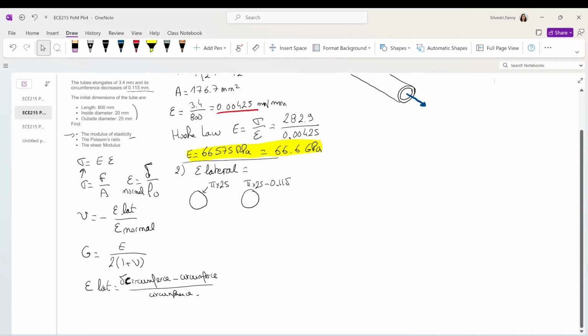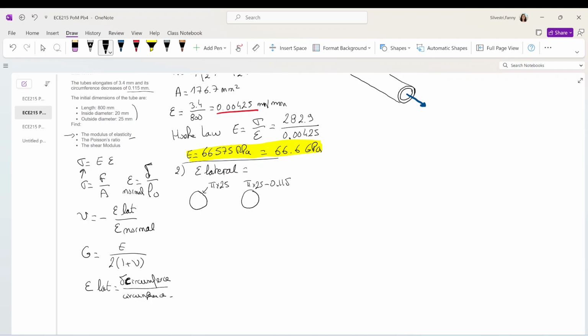I need to make a little change. When I wrote that, I just realized it's not the epsilon lateral, this formula there. There is no circumference there. It's just the delta circumference divided by the circumference. Remove that. Okay, this is correct now. So that will be just the delta of the circumference divided by the circumference, just the change. So the epsilon lateral equals 0.115 divided by pi times 25. And this is negative, this is a decrease. The circumference is decreasing by minus 0.115 millimeter. So this gives us epsilon lateral equal to minus 0.001464 millimeter per millimeter.